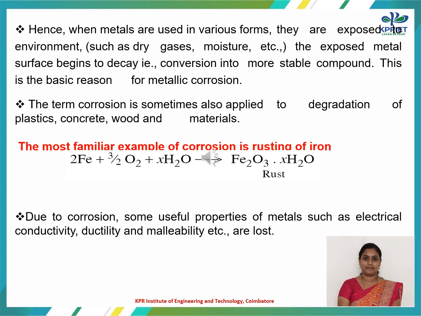Metals are used in various forms. They are exposed to environments such as dry gases like oxygen, nitrogen, and a trace amount of water vapor. The exposed metal surface begins to decay, converting into a more stable compound. This is the basic reason for metallic corrosion. The most familiar example of corrosion is the rusting of iron, where the metal combines with atmospheric oxygen in the presence of moisture to form a hydrated form of iron oxide, which is known as rust.